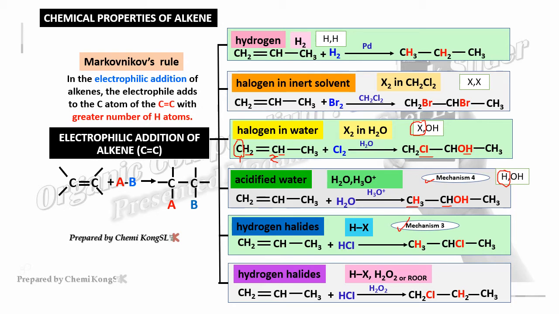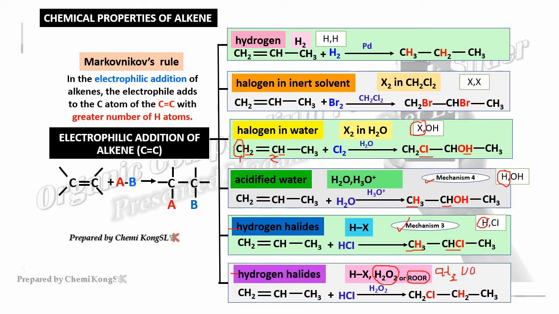So for hydrogen halide, hydrogen and halide ion will be added. In this case, hydrogen is the electrophile. That's why it is added to the C1 and then chlorine is added to the C2. Next, why are there two hydrogen halide reactions? Because you check whether peroxide is involved in this reaction, or anything with ROOR. What do we mean by ROOR? It can be CH3, OOCH3.